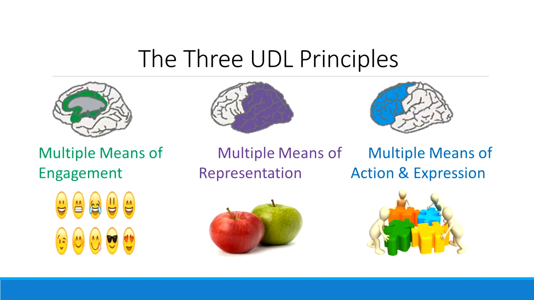So those are the 3 principles of Universal Design for Learning, that in all of your lessons, you should have multiple means of engagement, multiple means of representation, and multiple means of action and expression.